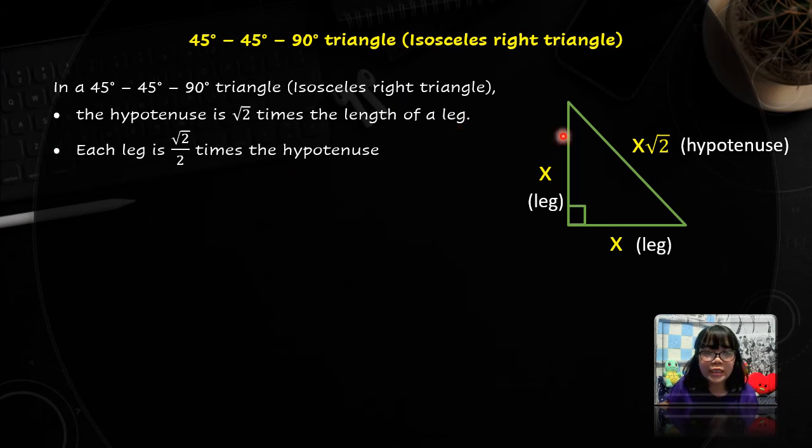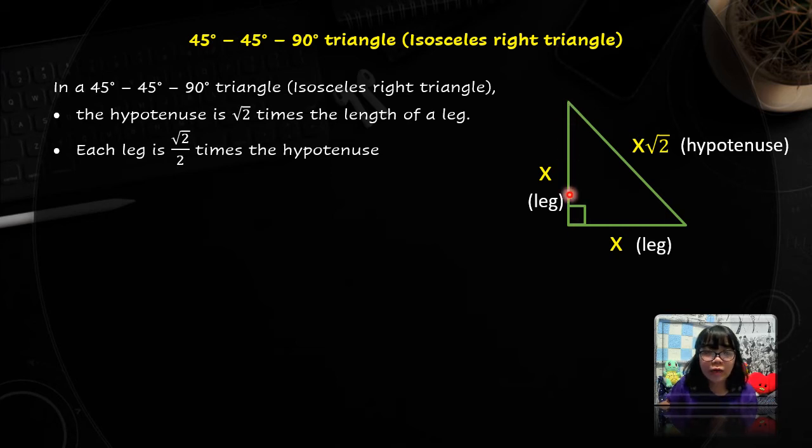Now, this is a special triangle since we have these properties as well. First, the hypotenuse in this triangle is equal to square root of 2 times the length of the leg. So this is also somewhat like a formula. In order for us to get the hypotenuse, we will be multiplying the length of the leg by square root of 2. Remember here, the two legs of our triangle are congruent.